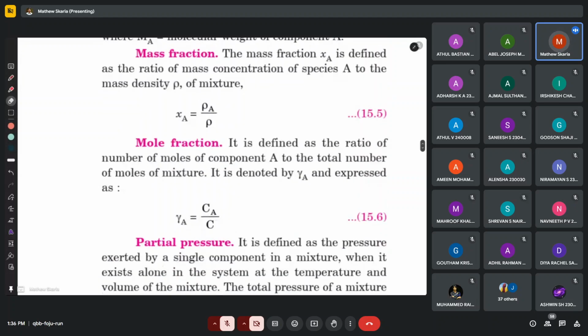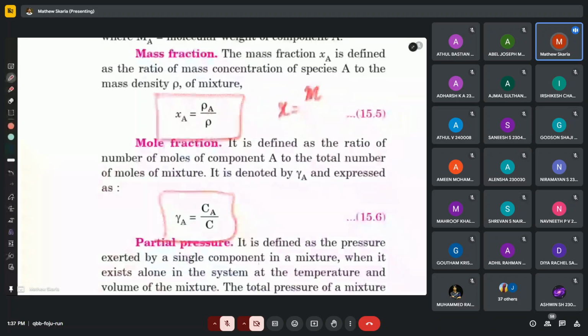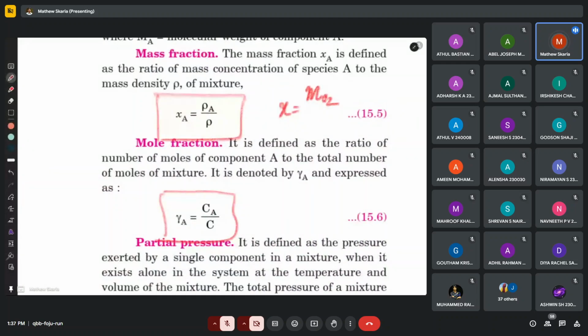The equations may look a little confusing when you see them, but you can arrive at the equation from the basic principle. We know mass fraction x is equal to the mass of one constituent, say oxygen or nitrogen, divided by the total mass. We can divide that by volume using the density formula.